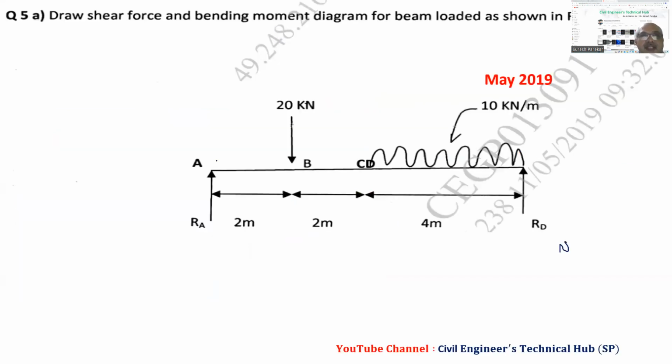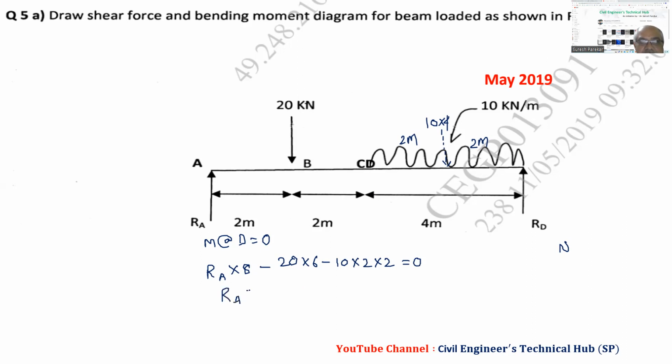Now we will draw the shear force and bending moment diagram for the beam loaded as shown in the figure. The total load will act over here, which is 10 into 4, with 2 meters on this side and 2 meters on this side. So take moment about D equal to 0, and we have RA into 8 minus 20 into 6 minus 10 into 4 into 2 equal to 0.